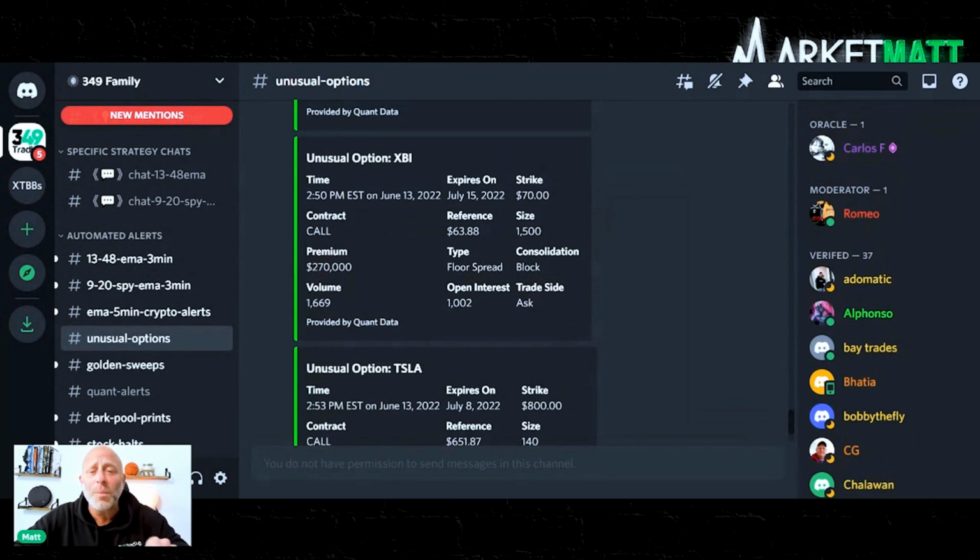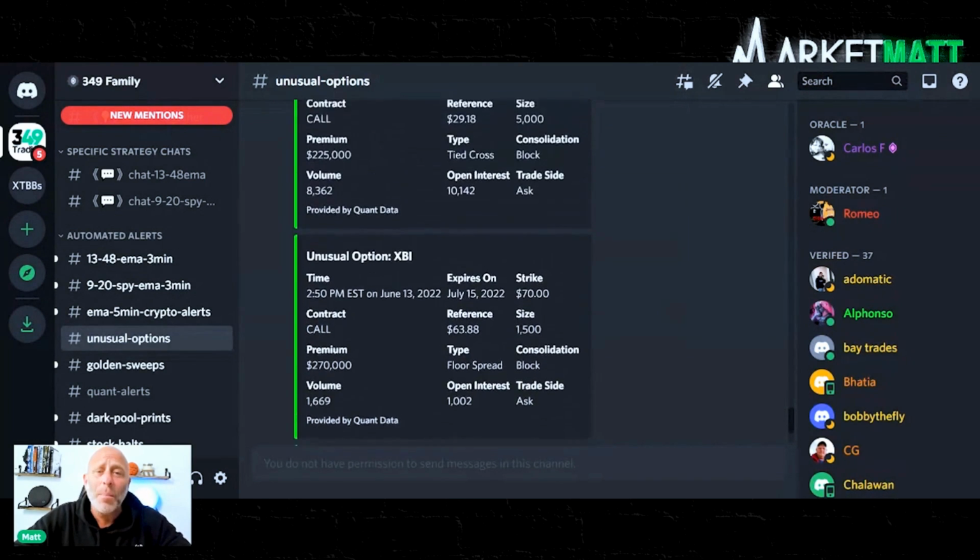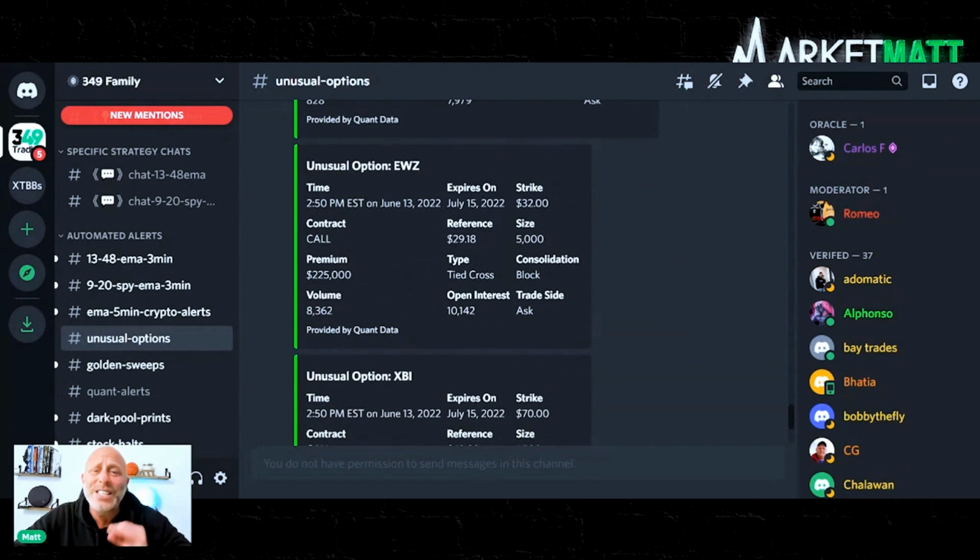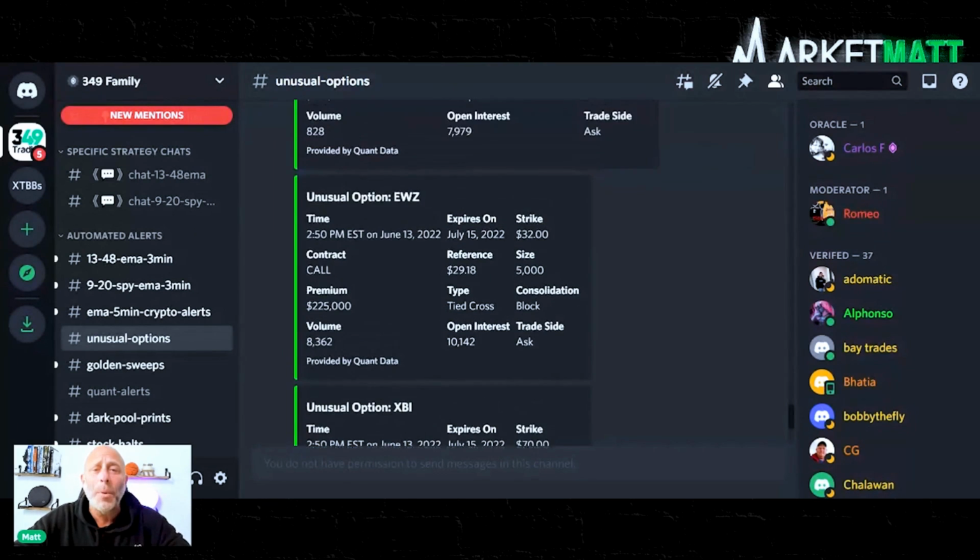This is more significant because you'll see the volume and the size of this specific trade at 1,500 contracts when there are only 1,000 contracts of open interest. It's also on the ask side. So that is a bullish trade. Let's go back to EWZ. Again, bid 5,000 is the size. Open interest is 10,000, and the volume traded today is 8,300. Those are all pretty significant numbers. It's a call side, and the trade side is an ask. So they paid the ask, which again is a bullish position.